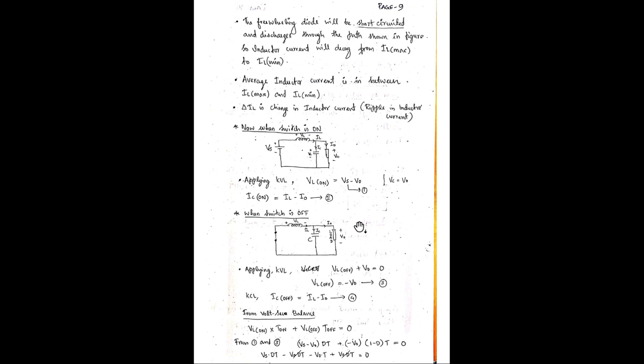Now from ampere-second balance, IC on into T on plus IC off into T off will be equal to 0. From 2 and 4, what is IC on? IL minus I0. Then IC off is also IL minus I0. Both are the same. So substituting here, (IL minus I0) into dT plus (IL minus I0) into (1 minus d)T, which will be equal to 0.